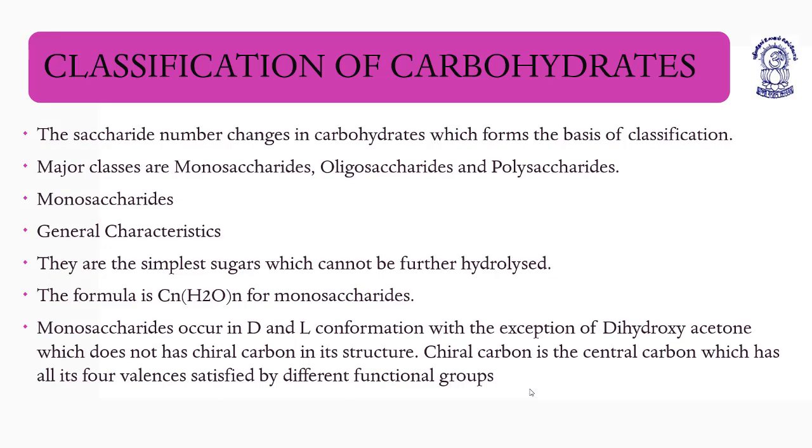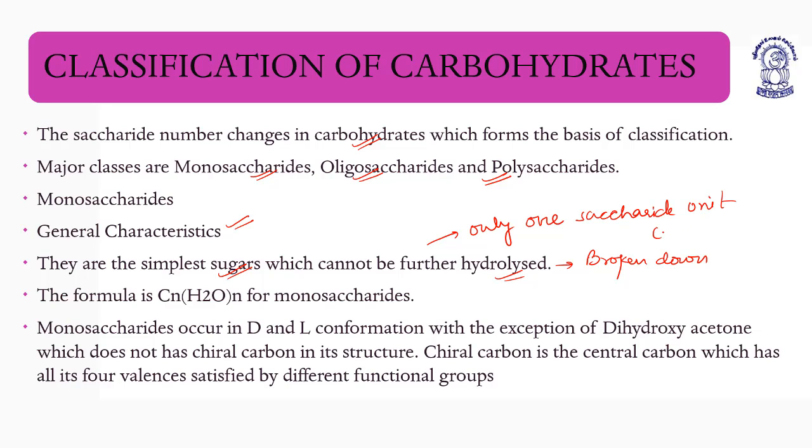Classification of carbohydrates, based on the saccharide number. Carbohydrates are classified as monosaccharides, oligosaccharides, and polysaccharides. The general characteristics of monosaccharides are that these are the simplest sugars, which cannot be further hydrolyzed or broken down, as they have only one saccharide unit. A saccharide unit is the repetitive unit of sugar, simple sugars. The formula is Cn(H2O)n for the monosaccharides.